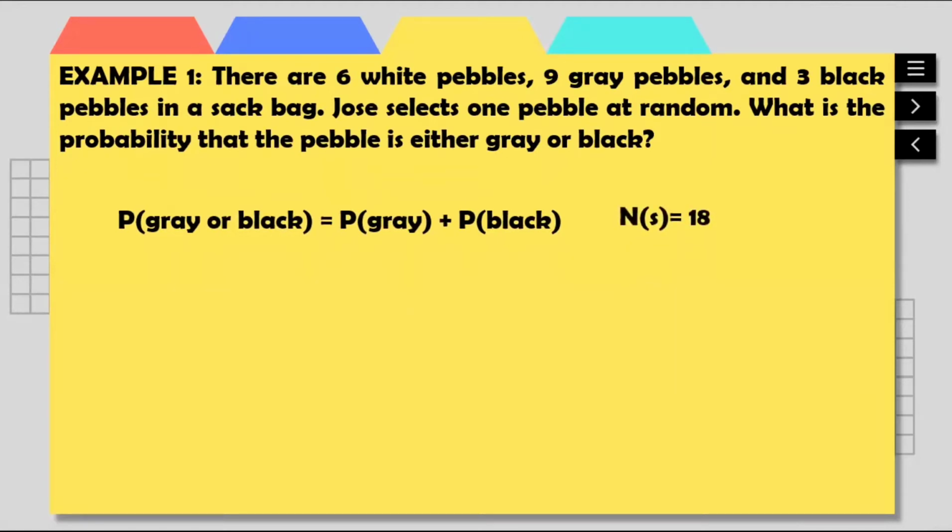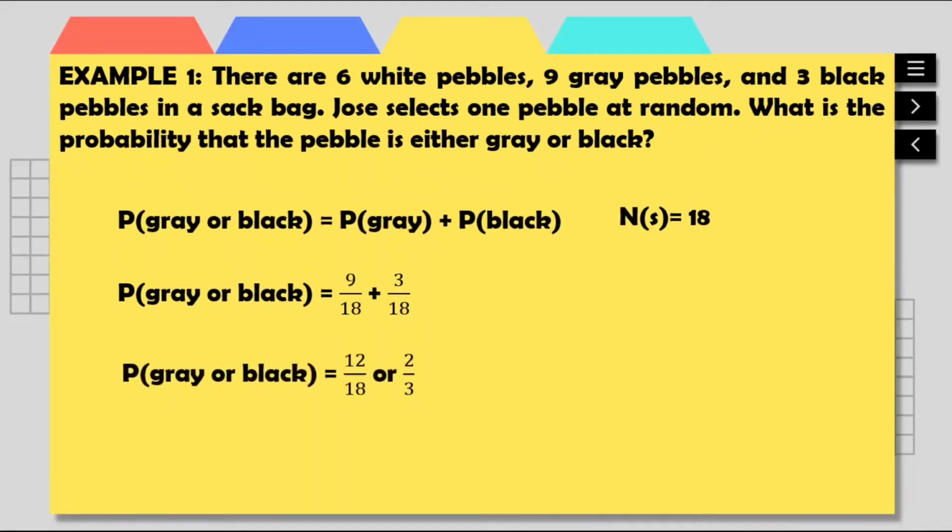So, how many gray pebbles are there in the problem? There are 9 gray pebbles, so 9 over the total number of pebbles, which is 18, plus the number of black pebbles, which is 3 over the total, which is 18. That leads us to 9 over 18 plus 3 over 18. So now, the probability of getting either a gray or black pebble is 9 plus 3 equals 12 over 18, or 2/3. Let's remember that our answer should always be in lowest terms. So, the probability that the pebble is either gray or black is 2/3.